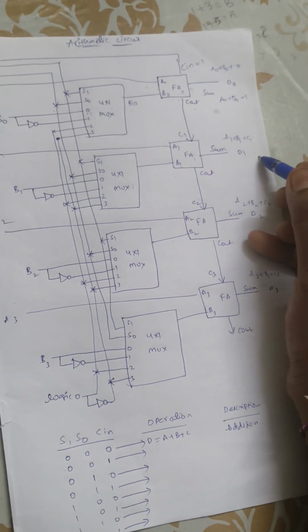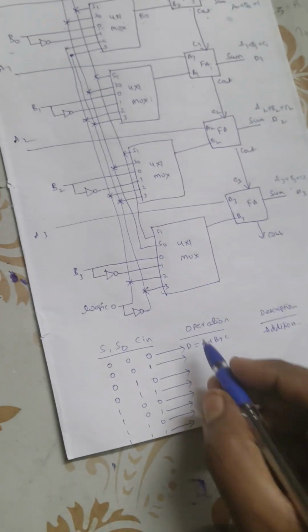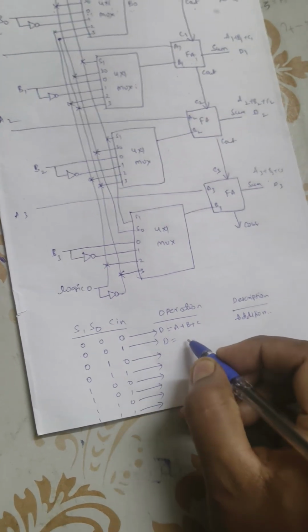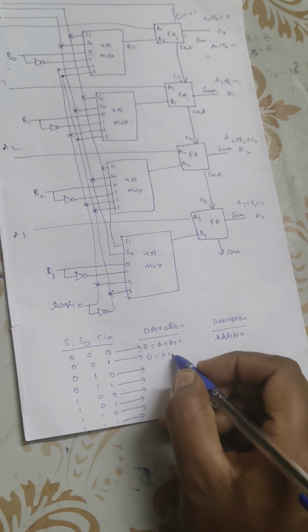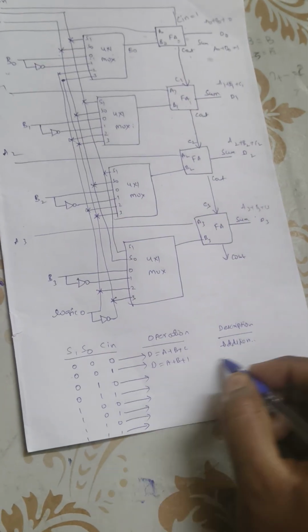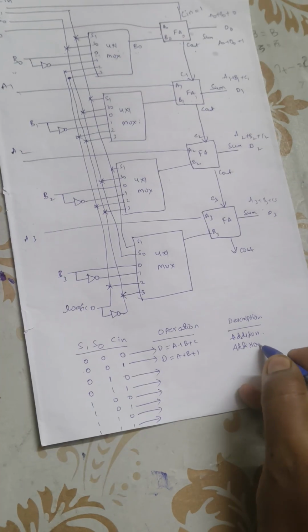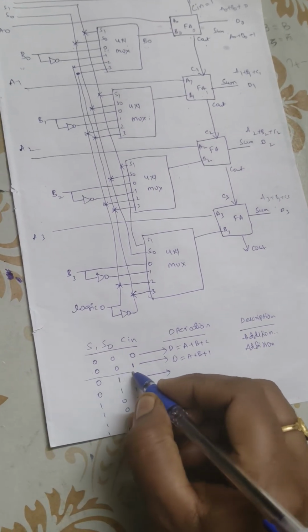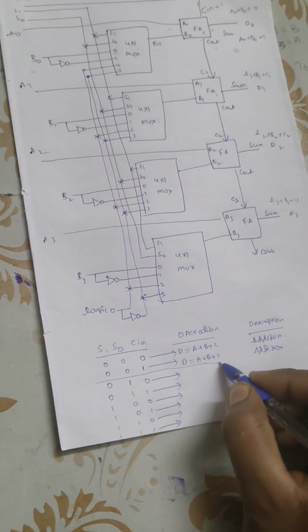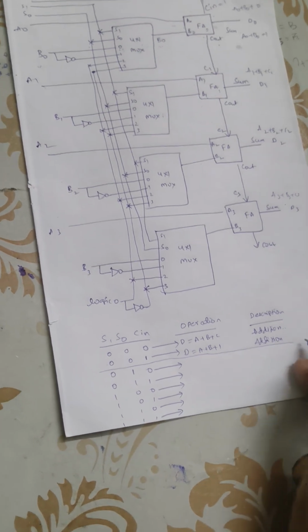Similarly A1 plus B1 plus 1. So likewise here we are getting an output D equal to A plus B plus 1. So what is this operation? It's simply an addition operation. So if the selection lines are 0 0, we are getting an addition operation.